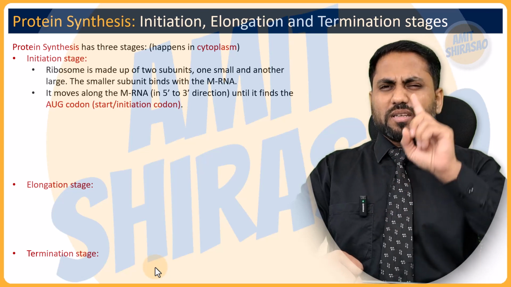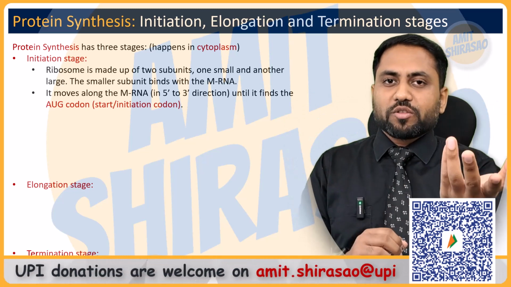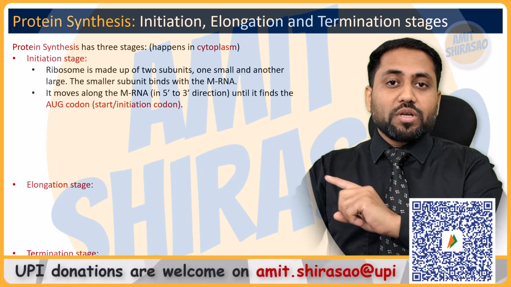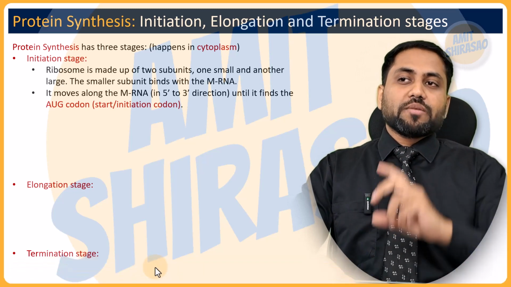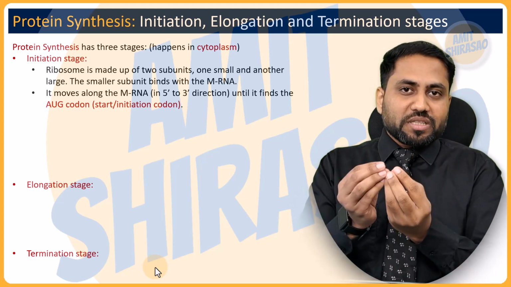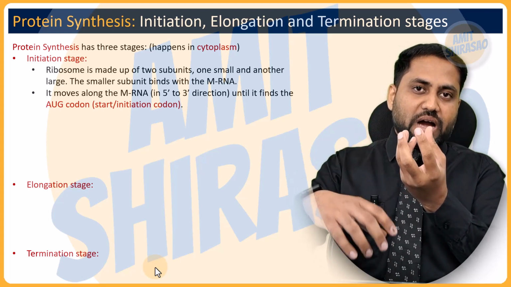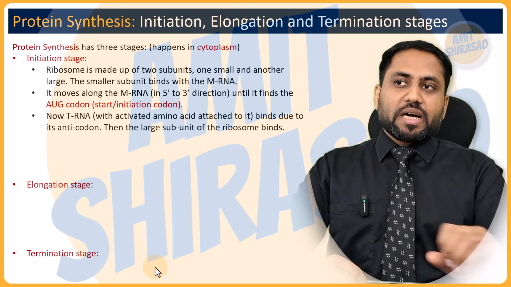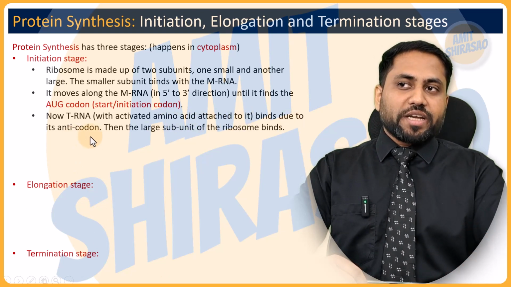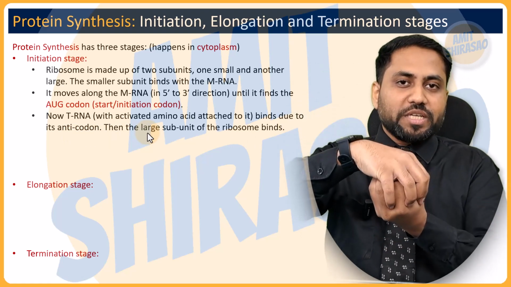Okay, so there is one start codon, only one start out of 20 codons. 20 amino acids means 20 codons, right? So out of 20 codons, this is the only codon which will start the protein synthesis, and that is why it is called a start codon or initiation codon. So whenever that is encountered by the small subunit of the ribosome, now the tRNA with the activated amino acid is attached to it, binds due to the anticodon, and then the large subunit also binds. So now the ribosome gets complete.